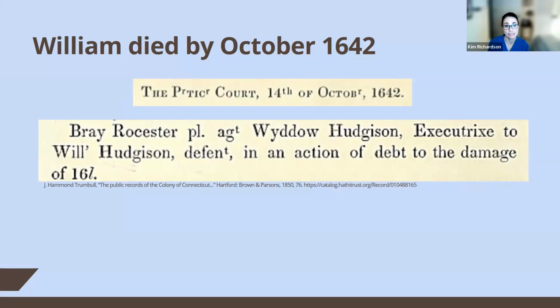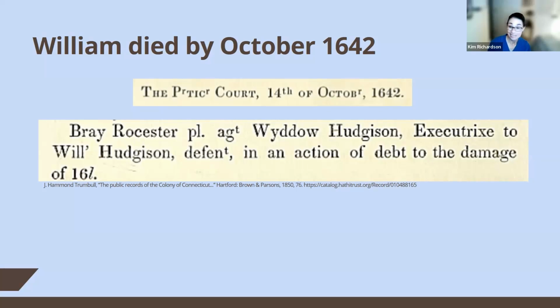And I find this recording that Mr. Rochester was the plaintiff against Widow Hutchinson, and that's a phonetic spelling of Hutchinson, but it says she was the executrix to William Hutchinson, who is the defendant. He's claiming against the estate damages of 16 pounds. It's just a debt that's owed by the estate. He files for it in court, and the debt gets paid.